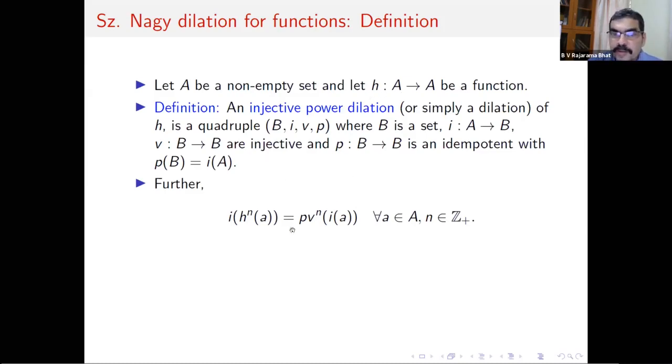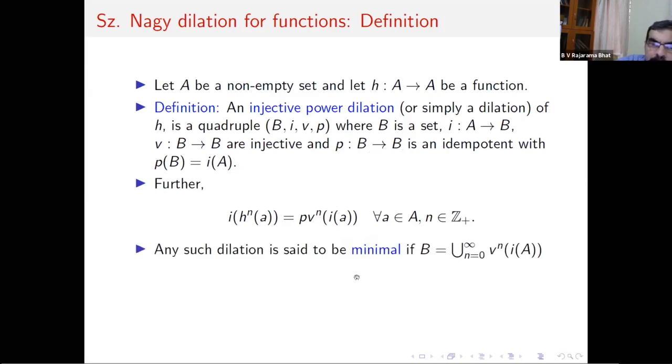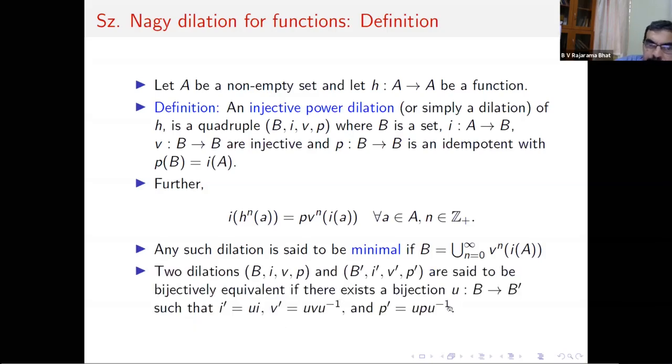The original function may not be injective, but you dilate it to an injective function. There is nothing like contraction here because we have no norm. Just any old function, you are dilating it to an injective function. So you want a set B, an embedding of A inside B, an injective map there, and compress it back by an idempotent. We call it a minimal dilation if B is the union of the ranges. Now there is no span closure, just the set theoretic union of the ranges of these. Then we call it minimal. Two dilations we say to be bijectively equivalent, like unitary equivalence, if there is a bijection from one to another which maps the corresponding things: I goes to I prime, V goes to V prime, like that. Natural thing. This is just a definition.